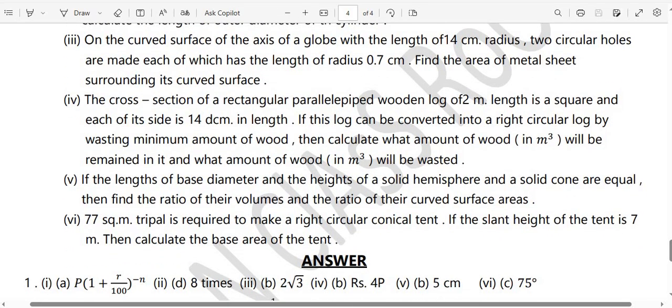Question number 6. 77 square meter of cloth is required to make a right circular conical tent. If the slant height of the tent is 7 meter, then calculate the base area of the tent.